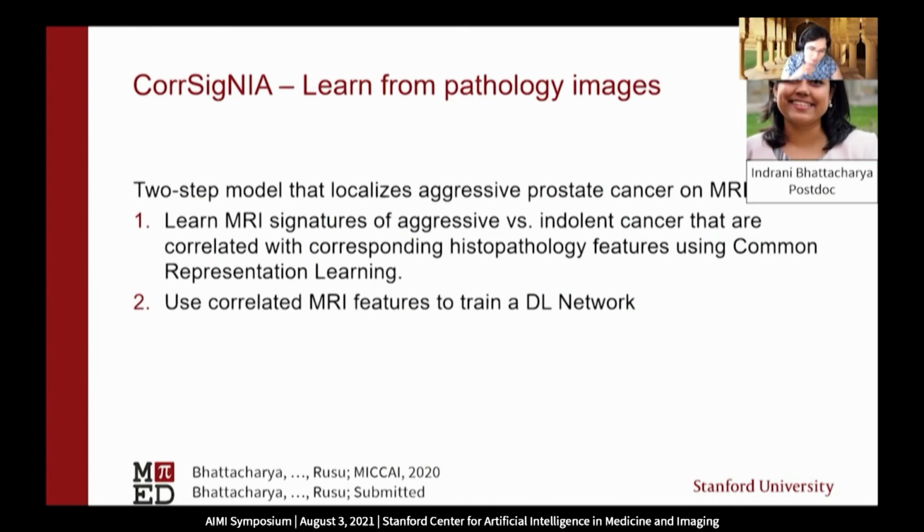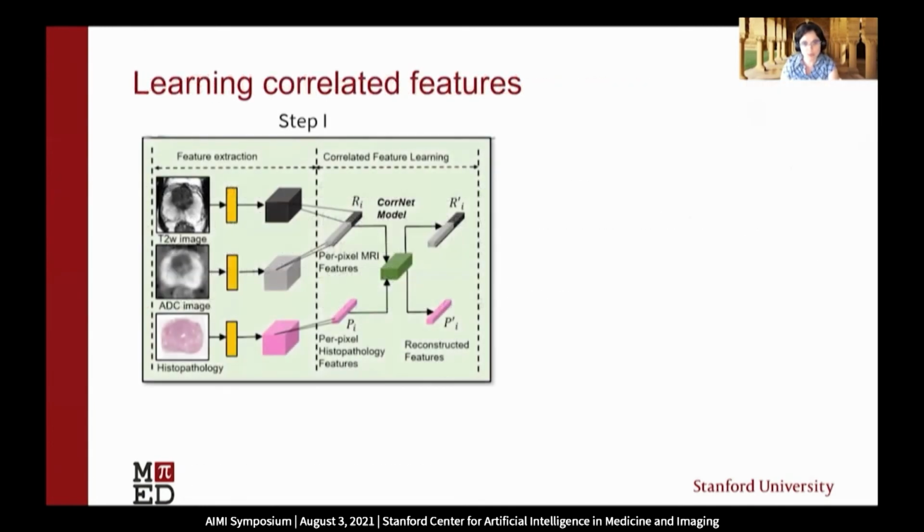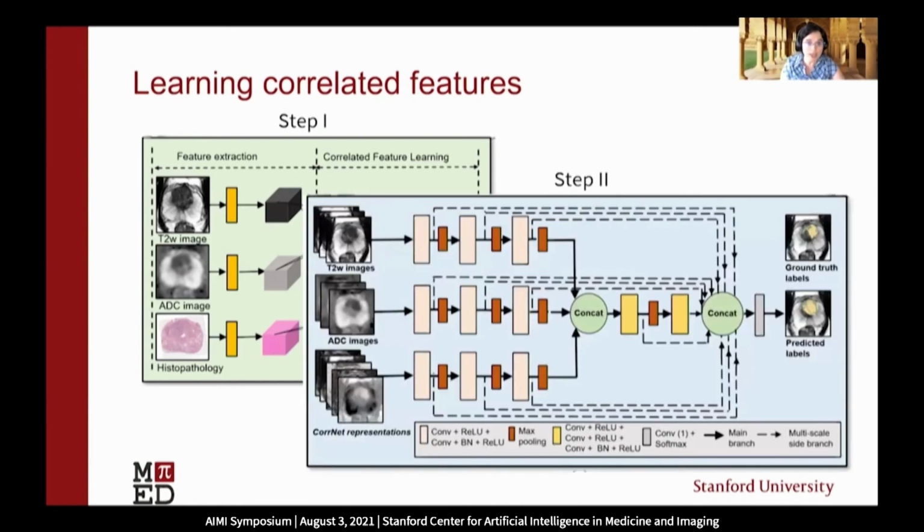And then after we learn a correlation between the radiology and pathology images at the pixel level, we can use those correlations to create what we call MRI biomarkers. So essentially, we develop different representations that are derived from the multiparametric MRI, and those go into a deep learning network, allowing us to detect on a per pixel basis whether we have aggressive or indolent cancer.